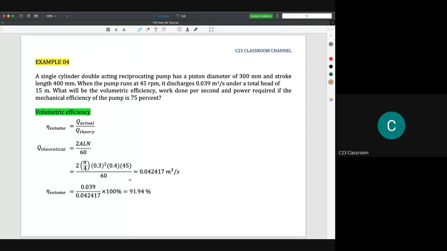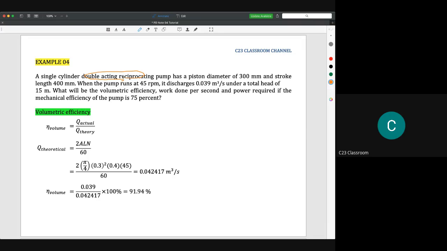So you could imagine how the safety of a piston pump is being calculated. So we go for example number 4, a single cylinder double acting reciprocating pump.